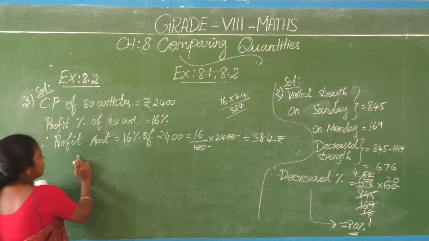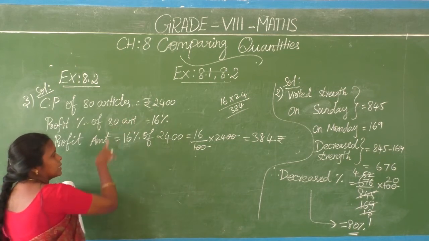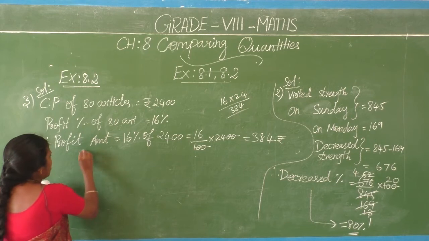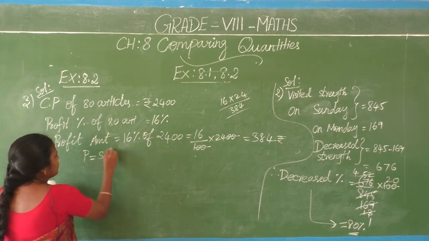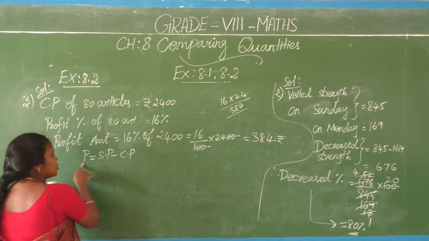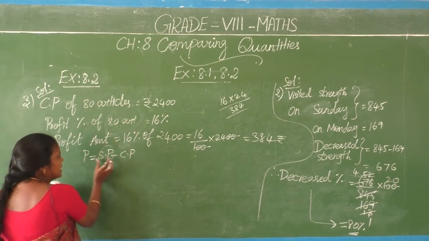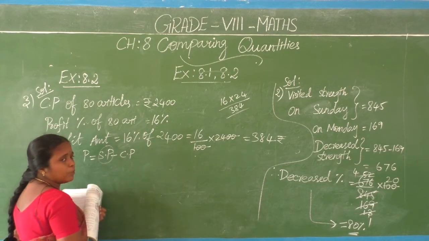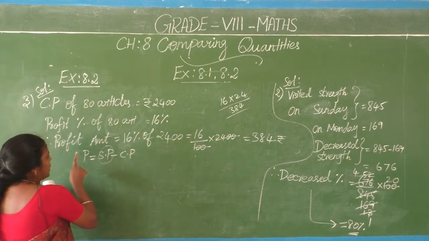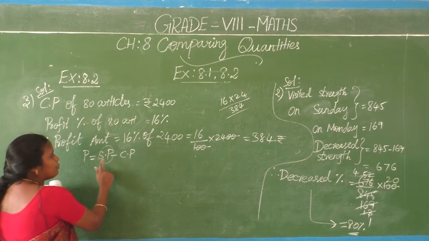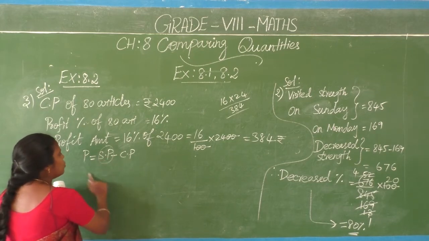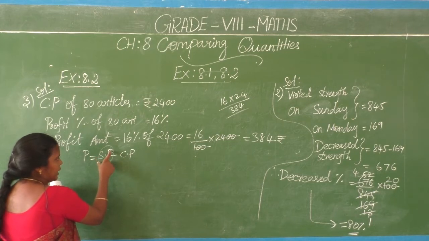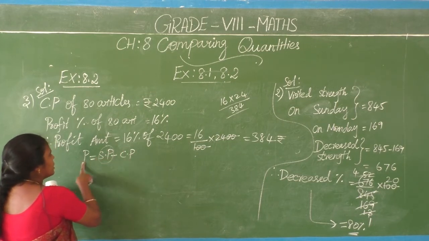Actually, when will you get profit? Only when your SP is greater than CP. Profit equals SP minus CP. Here CP is given, profit is also given. How do you find SP? SP means the CP to be added with the profit. In the beginning of the class, we saw the formula, you know. When profit and CP are given, how do you find SP? If you add both, you will get it.